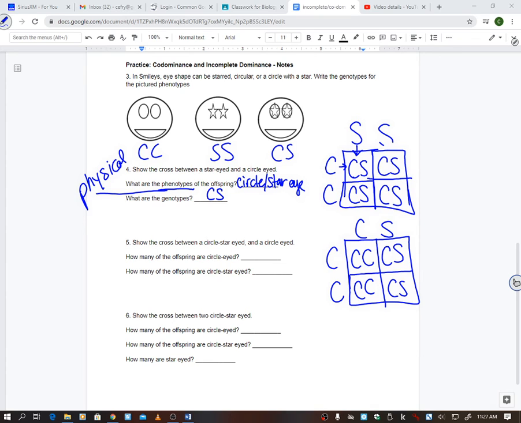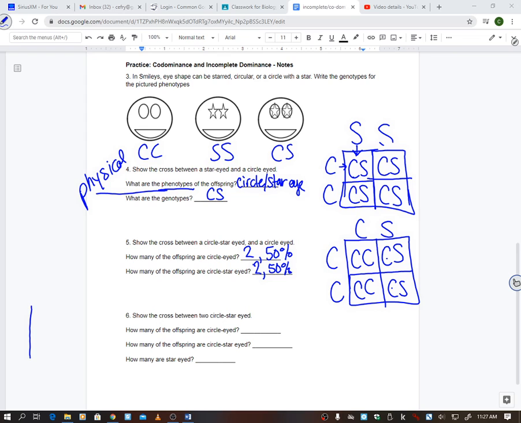Now they want to know how many of the offspring are circle-eyed. You could say 2, or you could say 50%. How many of the offspring are circle star-eyed? 2, or you could say 50%. Either one's fine.